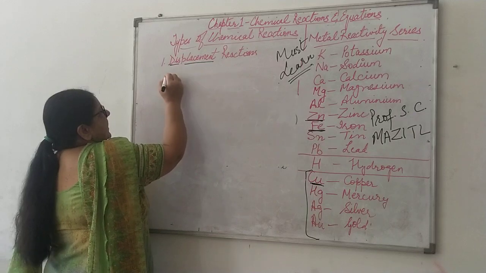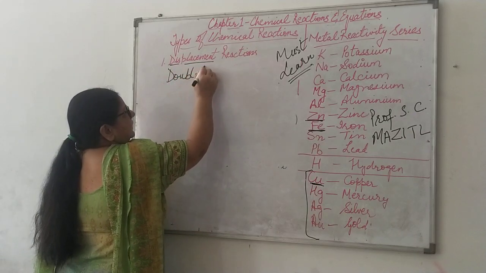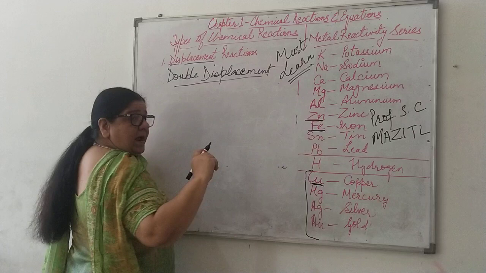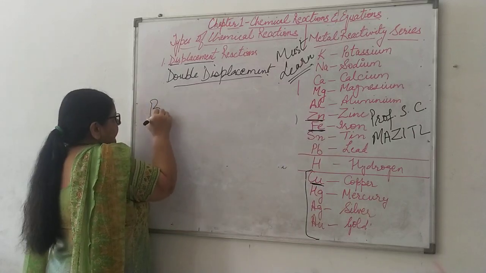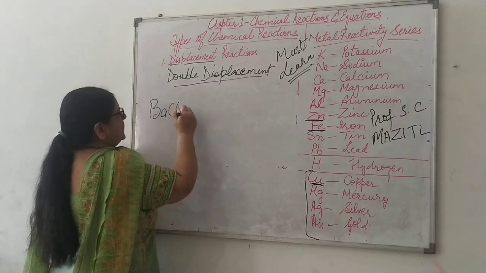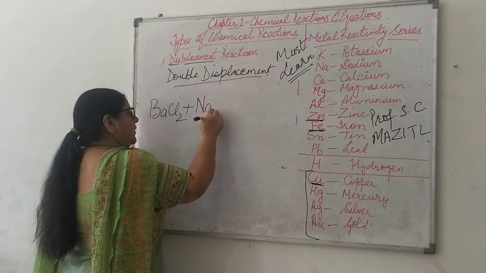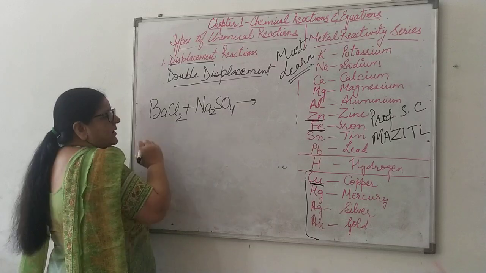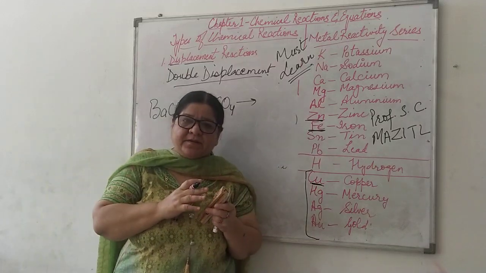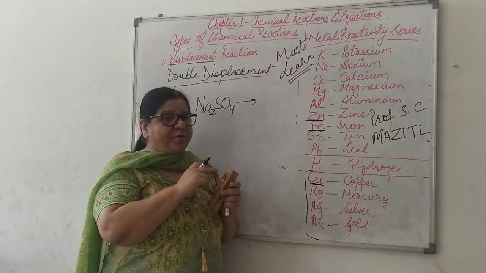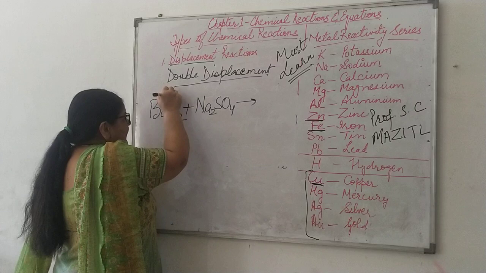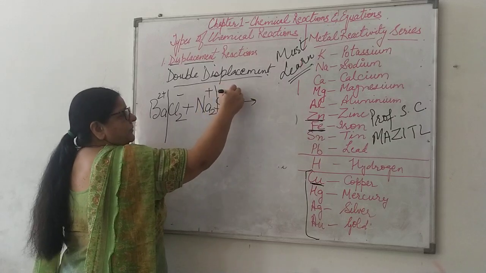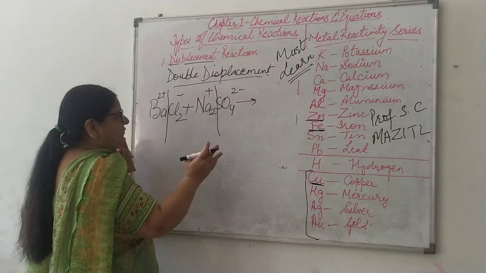In double displacement reaction, what happens? There are two salts, like BaCl2, a very common example of this, barium chloride, plus sodium sulfate solution. What will happen now? Here exchange of ions takes place. As I told you how to write the reactions and how to form the products, when they are in the solution form, they will try to break up into ions.